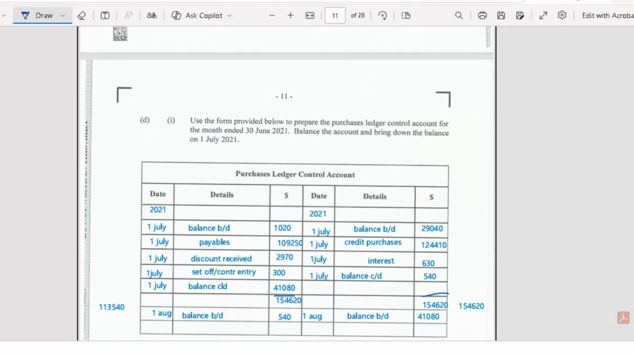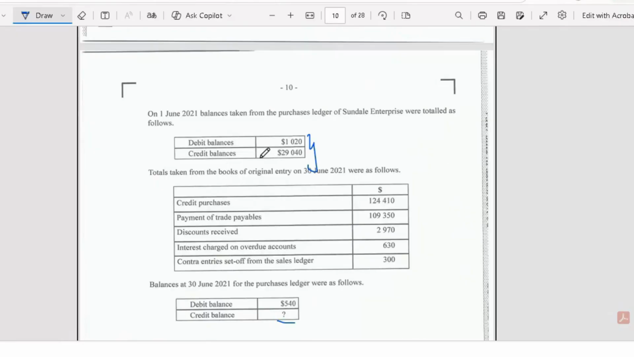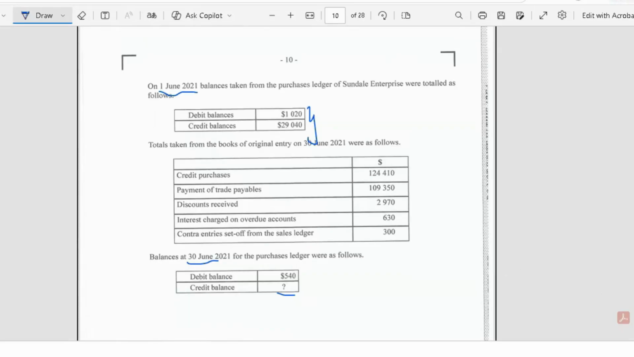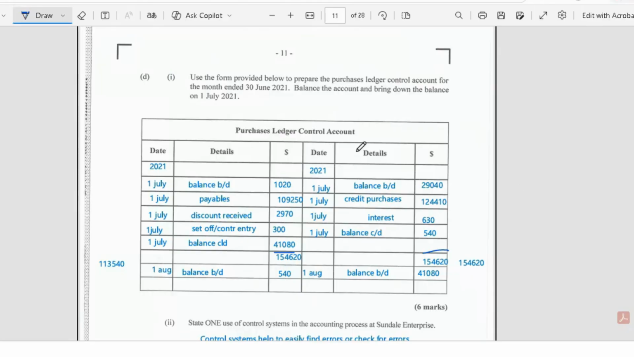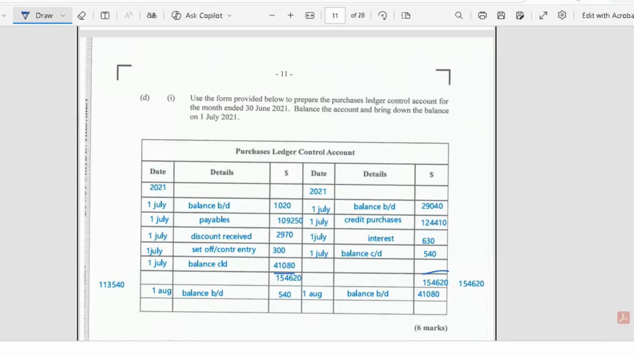Alright, so the first thing that you would usually do is to write in your opening balances, which would be based on the date, which is the 1st of June 2021. Right? And we're doing it for a month, so the closing date would have been the 30th of June 2021. So we would get 1020 for our debit side, for our balance b/d, and 29,040 for our credit side. Alright, so we usually put in the rest of the information.